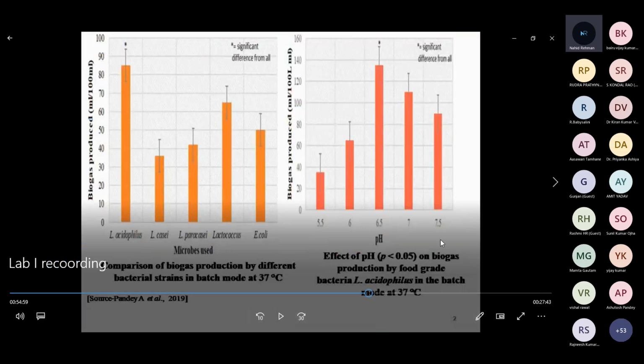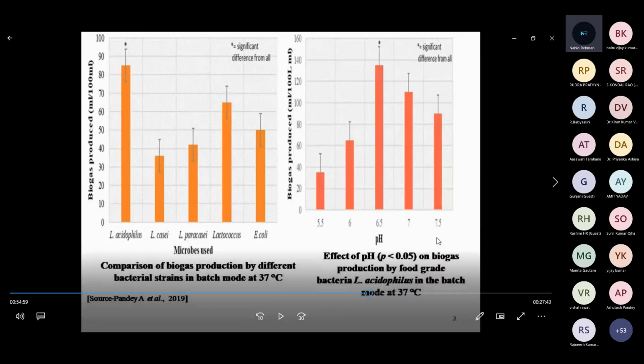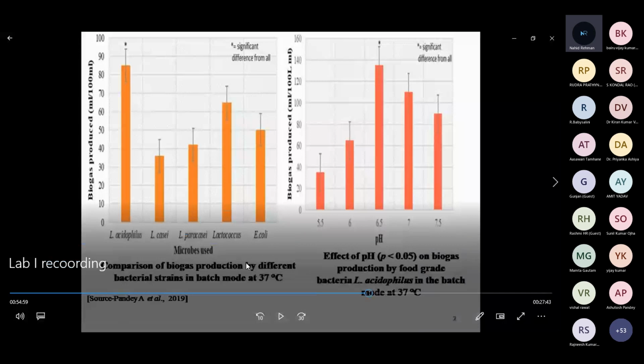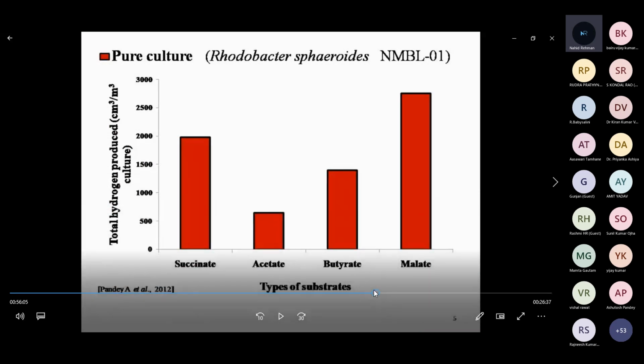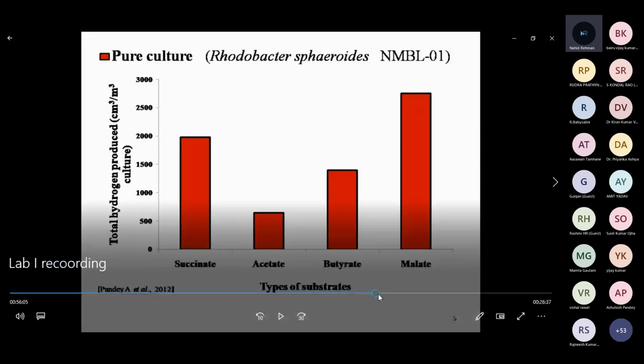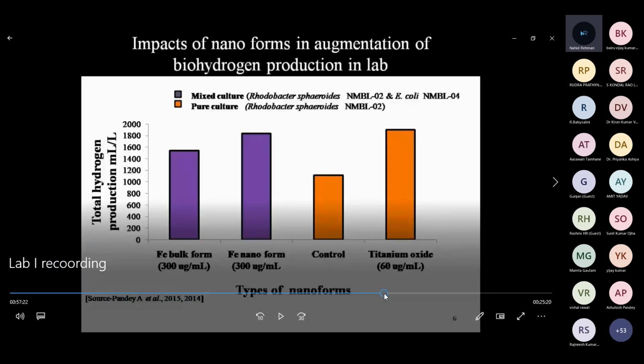So I have shown you the results of some of our research, and we compared the potential of different microbes in terms of biohydrogen production. So you see how the pure culture is giving you the result, and how different substrates are being utilized.